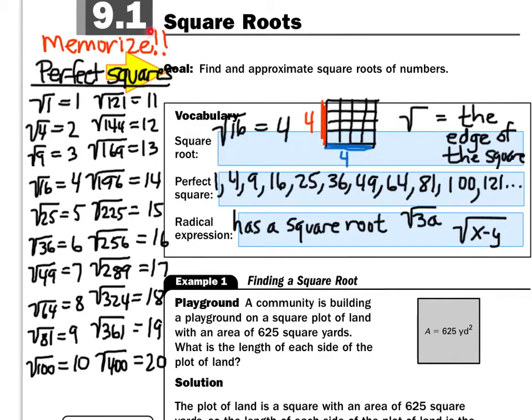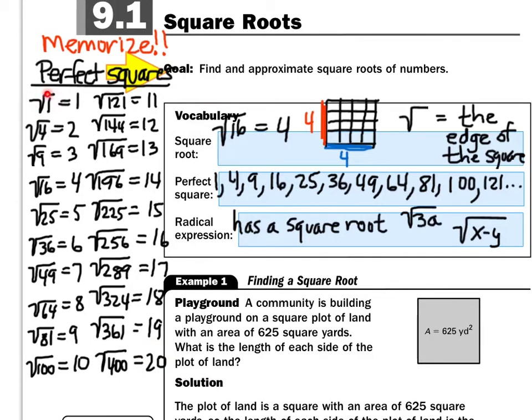Hello, you guys. Let's talk about Chapter 9, Lesson 1, Square Roots. Okay, first thing, notice what I wrote in the margin. You are going to have to memorize the perfect squares all the way to 20 times 20 is 400, okay?